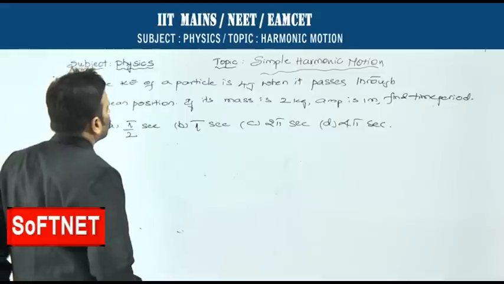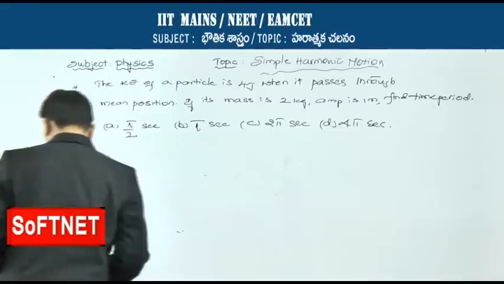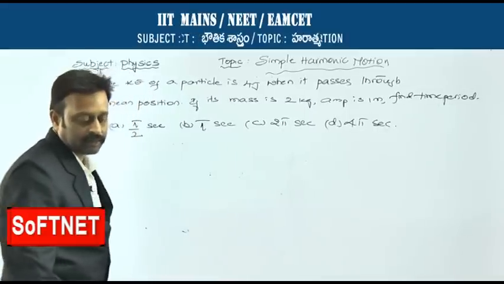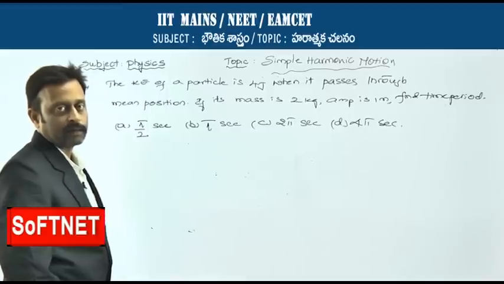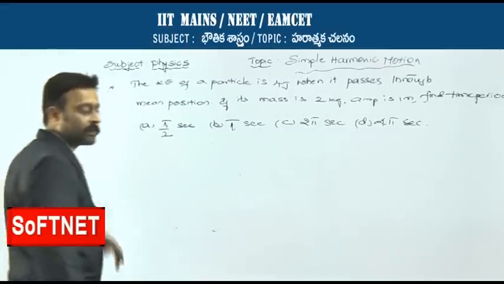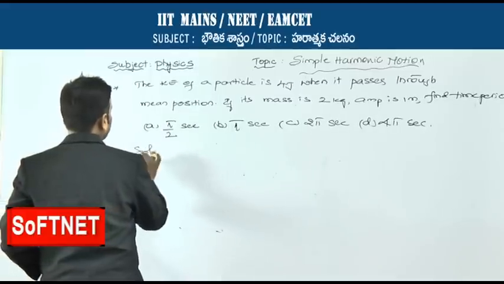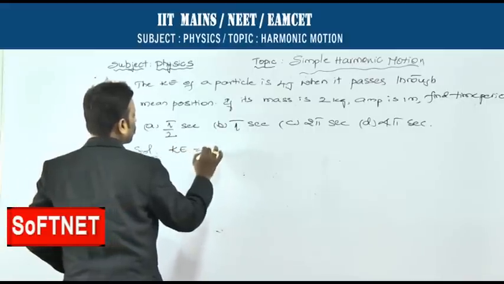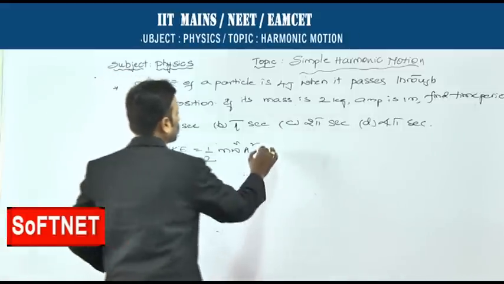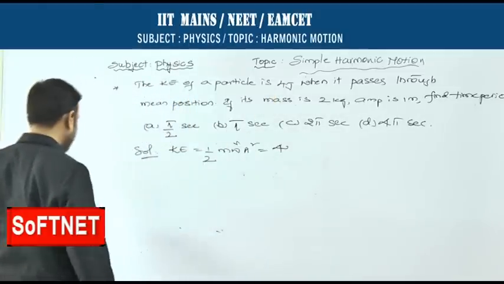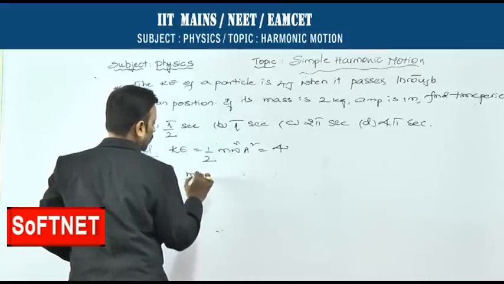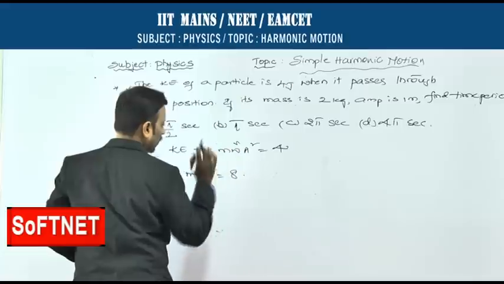So, kinetic energy is given as 4 joules. It is passing through mean position. As we already know, when the particle is at a mean position, which energy is maximum? Kinetic energy is maximum, potential energy is minimum. What is the expression for maximum kinetic energy? Kinetic energy is equal to half m omega square a square, which is given as 4 joules according to the given data. So, from this cross multiply, m omega square a square is equal to 8.